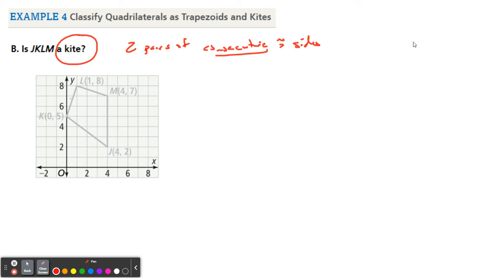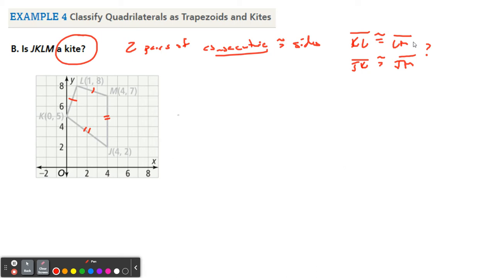So if you look here, looks like KL and LM should be parallel. Or I'm sorry, congruent, not parallel, congruent. KL and LM. And then we're also looking at the bottom two, which would be JK and JM. So this is going to require all four distances. Now, if you do two and they're not congruent, then don't do the others. You could stop. But if you find the first two are congruent, then you have to keep going.